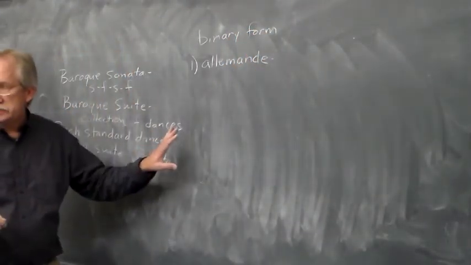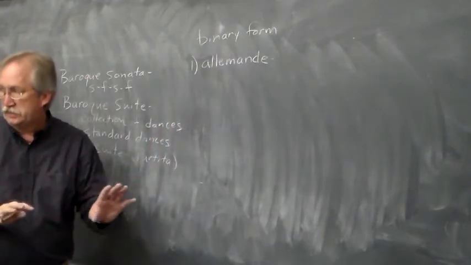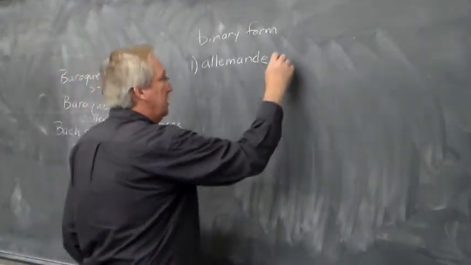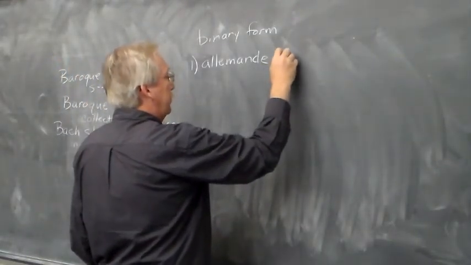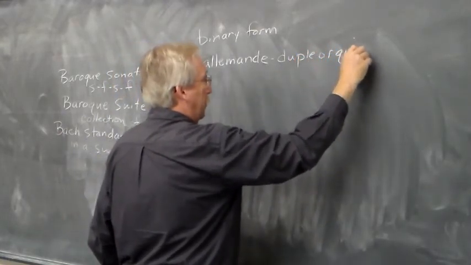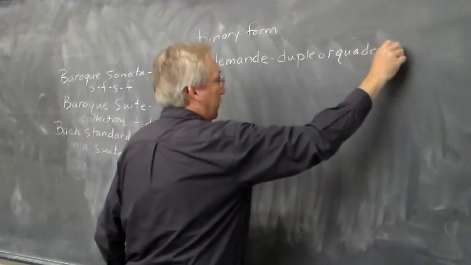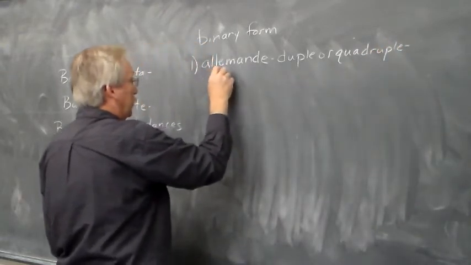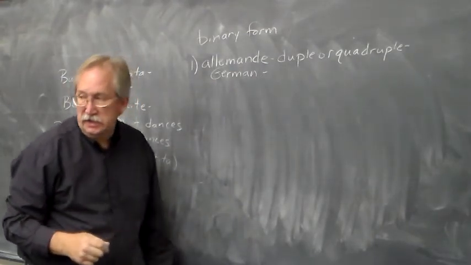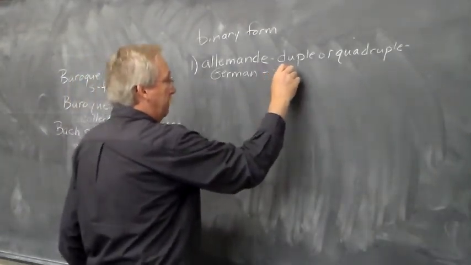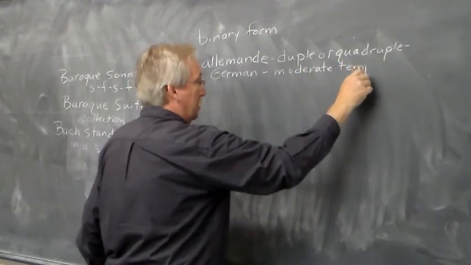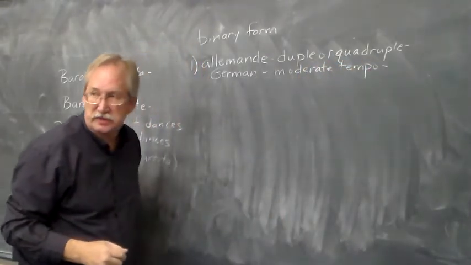So each of these dances originated in a different country in Europe. So Allemande was a German dance, and it is duple or quadruple meter. And it is a moderate tempo. And typically it would start with an upbeat.